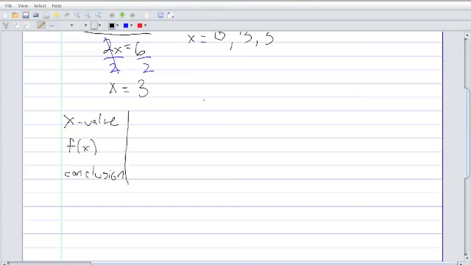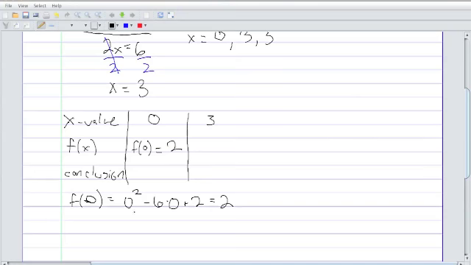Okay. So when x is 0, f of 0 is going to be 0 squared minus 6 times 0 plus 2. And that's going to be 2. So f of 0 is going to be 2.